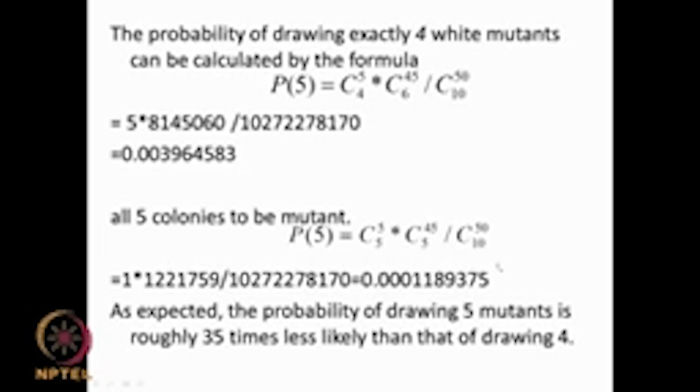So, we get out a probability that is very small, 0.00011. So, this is as expected. If you want to take out all the 5 mutants in a sample of 10, obviously it is much smaller than taking out 4 mutants in a sample of 10. Okay, now we can also do it by Excel.